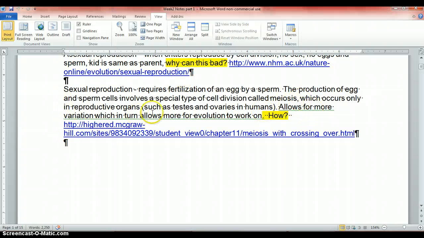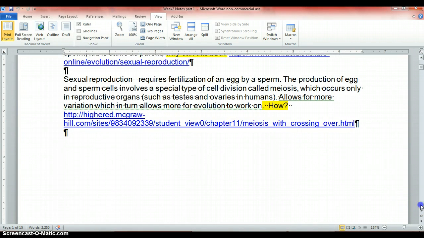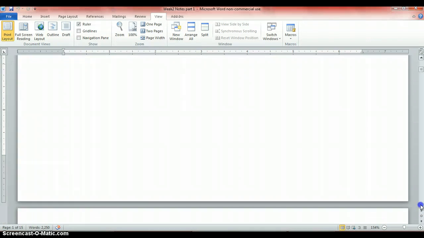It allows for more variation, which in turn allows for evolution to work on. Basically, because you're not a clone, you're going to be different than every other critter of your kind, which means you have a lot more variety. This could be really good. And there's a good little link. Let's go down.